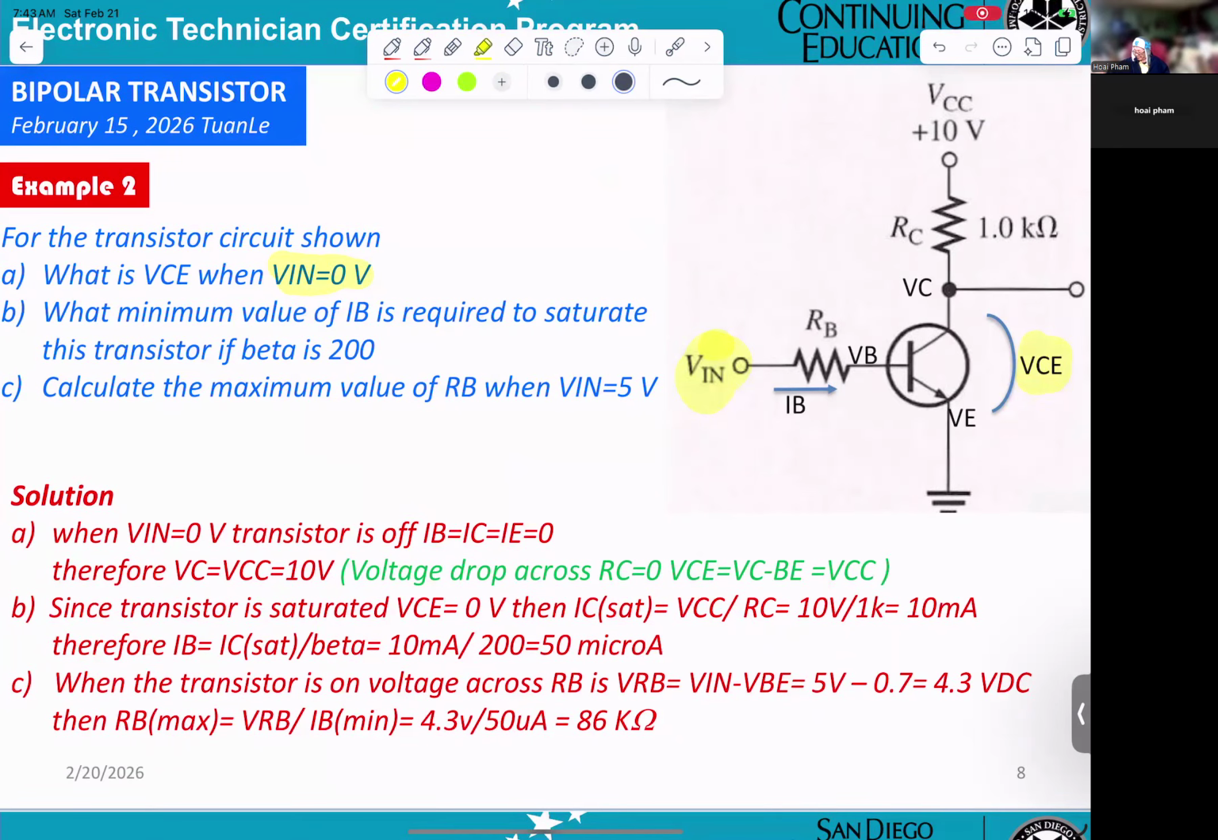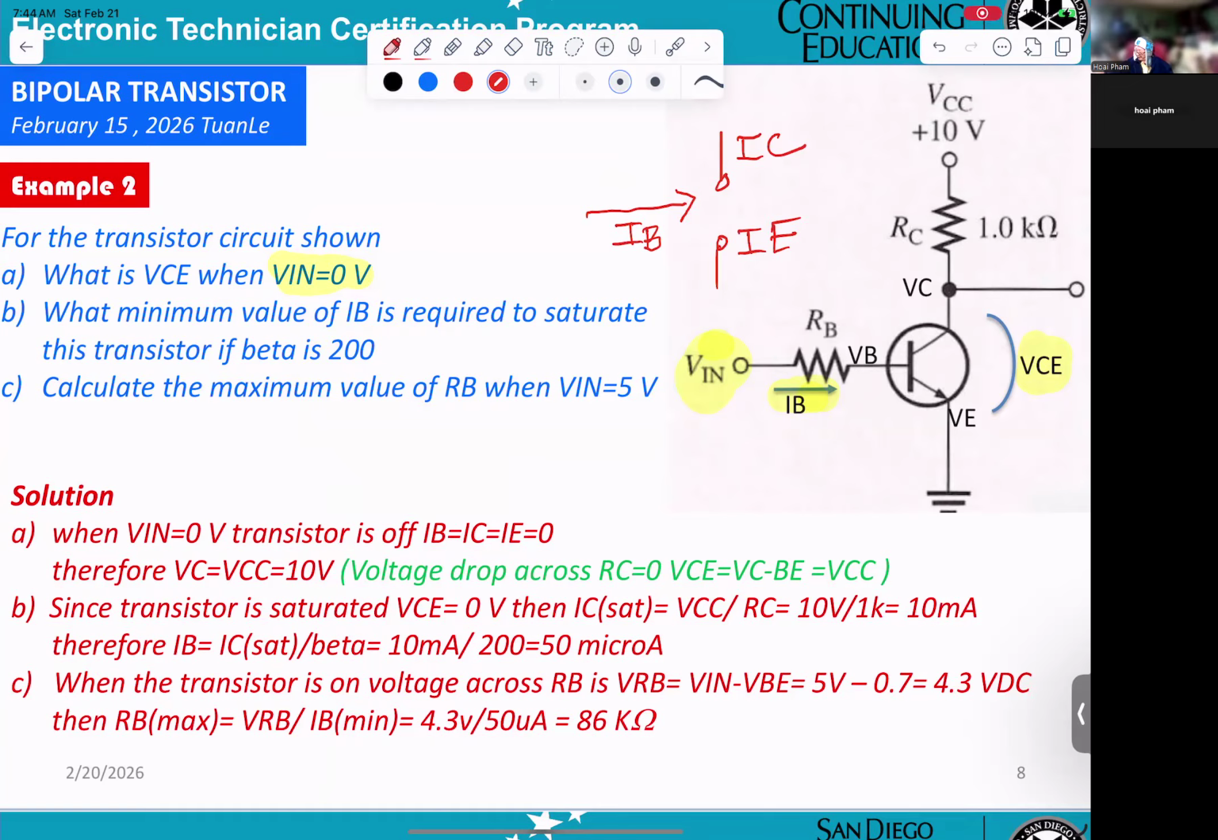Now, in case Vin is 0, that means no current flows, IB equals 0. So the transistor will be off. Okay, now you can see this is the current IC. This is the current IE. And the current IB.